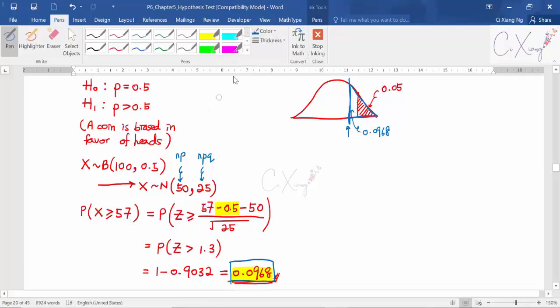Therefore, from here, you can make a decision. It falls under the acceptance region, therefore we do not reject the null hypothesis. Okay, and after that, what is the conclusion here? Since we did not reject the null hypothesis, this coin is not biased in favor of heads.